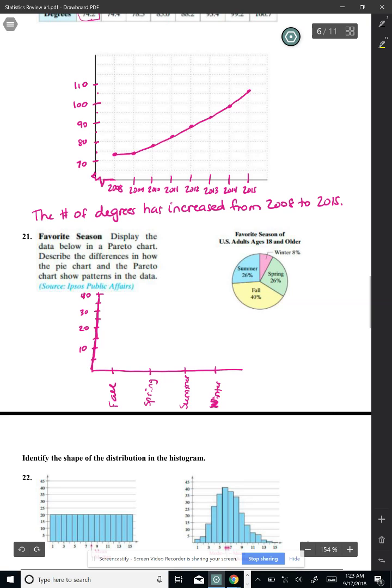And then you're going to create a bar around the fall that goes up to 40%. So you don't want it to go all the way over. You want it to just kind of have fall centered. And then we go to spring, and it's not going to be connected, so you're going to skip over and kind of center it. It's at 26%. And then summer's also at 26%. And then winter is at 8%.